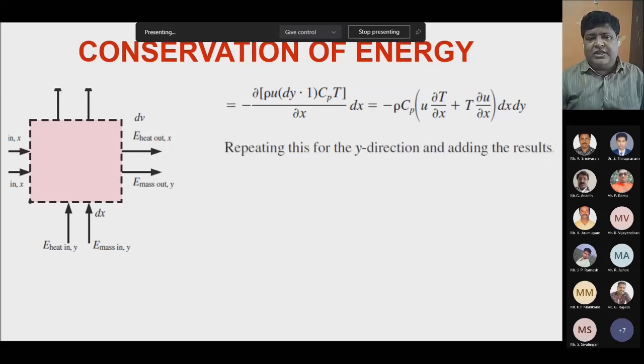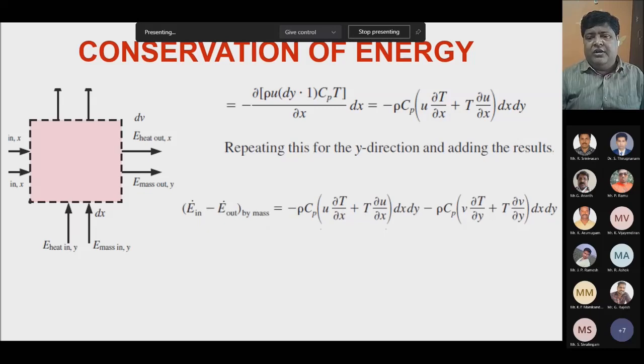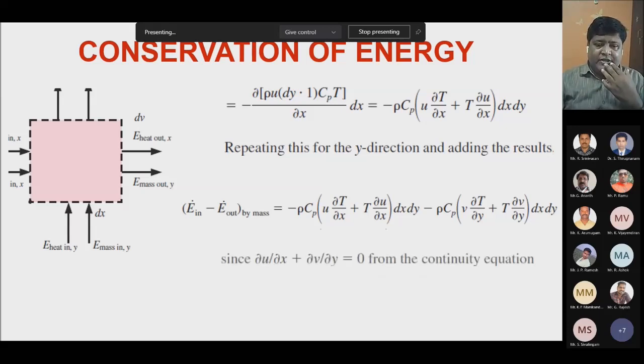Repeating this for the y direction: what you did in the x direction, you do in the y direction. Wherever you have x, you replace it by y, and wherever you have u velocity, you replace it by v. That's it. Only one term will change on the right hand side: the first term, rho Cp into v into dou T by dou y, is the only change that you have to add along with this one. And this is the energy in minus energy out because of mass in the x direction and y direction. We have taken 2 dimensions, x and y.